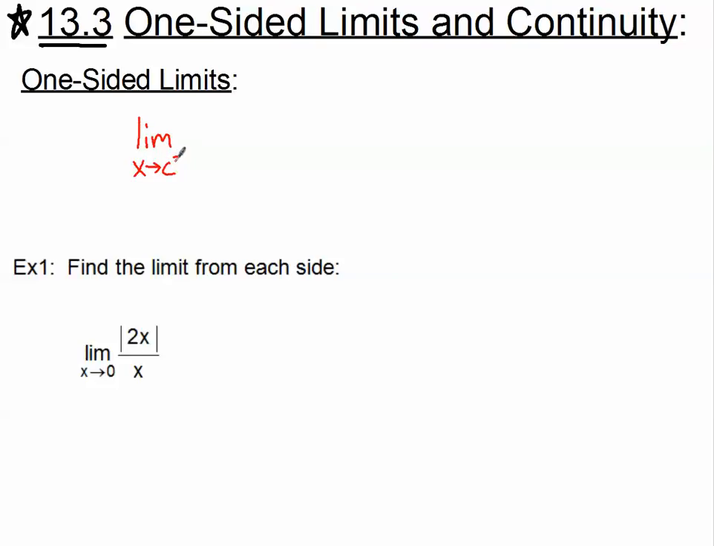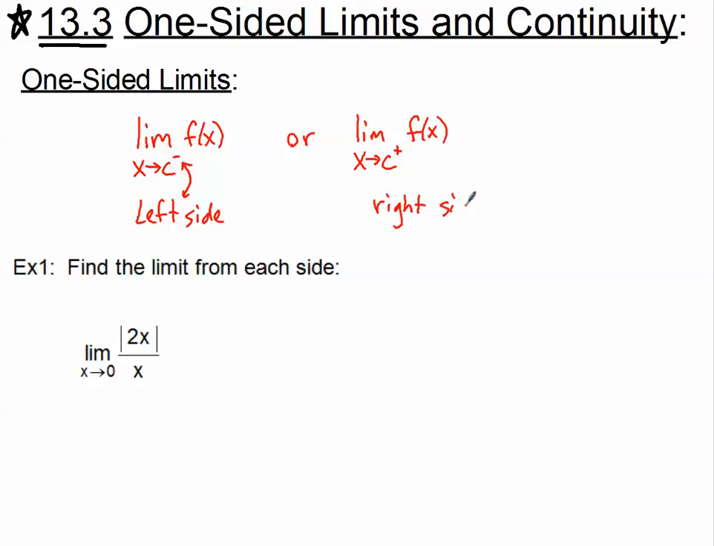a little negative up here in the superscript of f of x, this is the left-sided limit because of that negative. Or we could have the limit as x approaches c with a little plus sign up in this superscript area, and that of course would be the right-sided limit because it's a plus sign. So we just need to know which side we're talking about to find the one-sided limits.